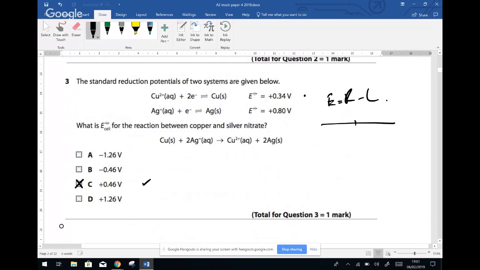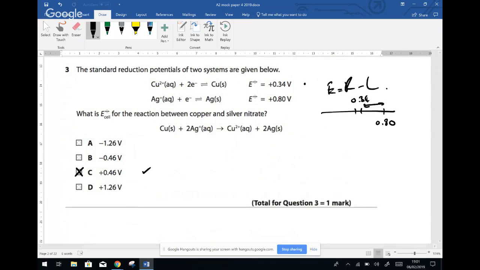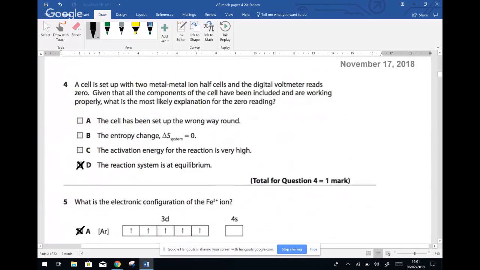Also, if you want to do it via the redox line, we've got plus 0.8 and then plus 0.34, and it's the difference between the two of them. Nice and easy.